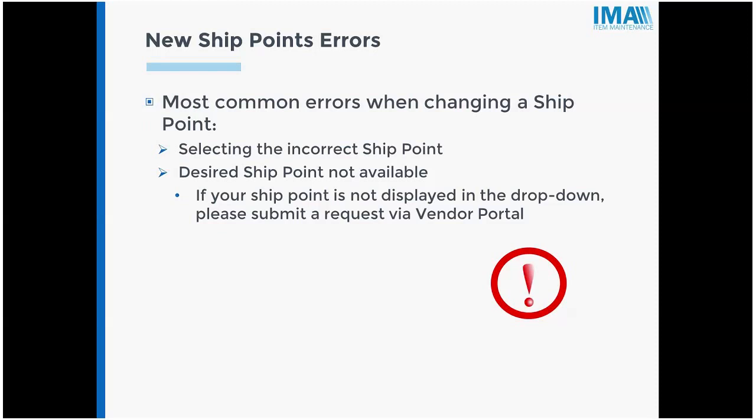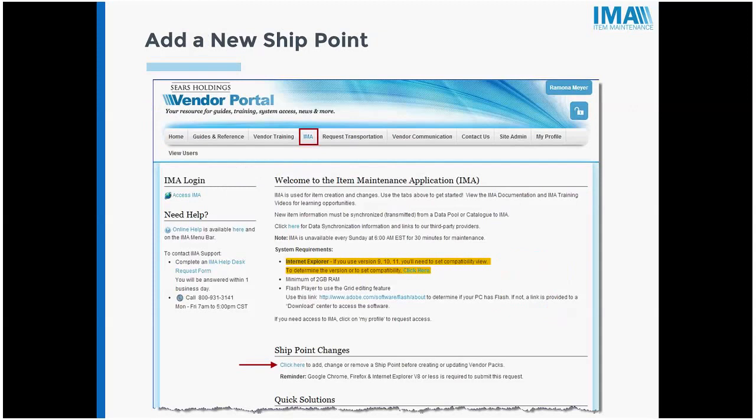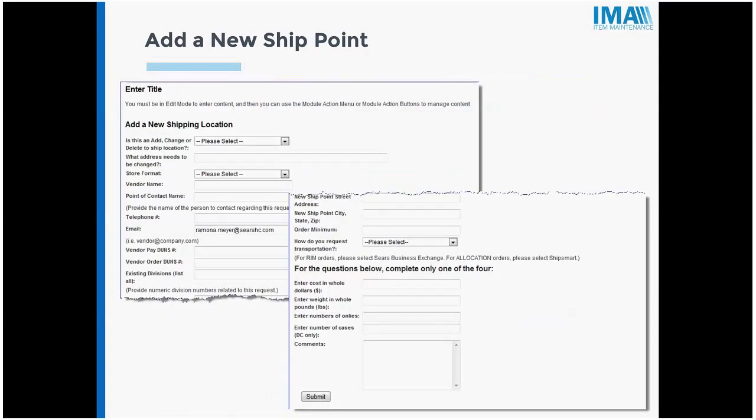If the desired ship point is not displayed in the drop-down, then you'll need to submit a request through the vendor portal to add the ship point to your DUNS. To do that, you can click the IMA tab from the vendor portal, and further down the page under Ship Point Changes, you can click the link to access the form. You should then complete this form and click Submit.